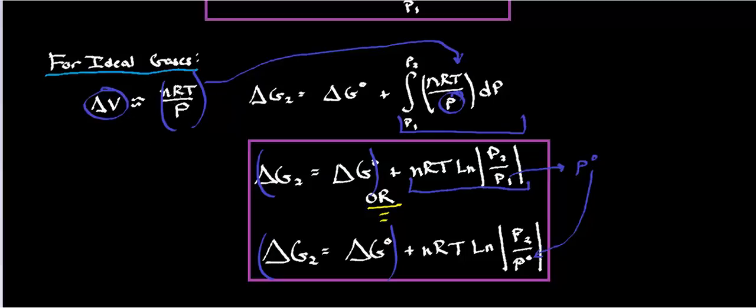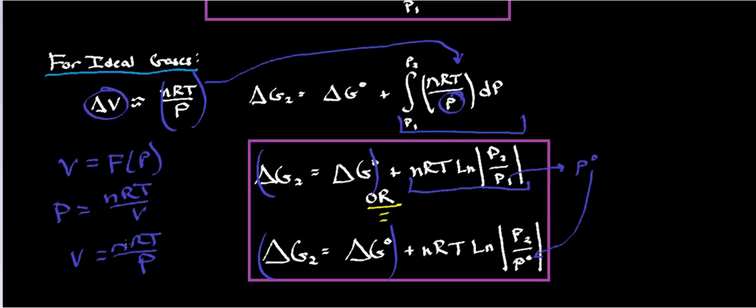Why do I have to use nRT over P as a substitute for V or delta V? The reason is because for gases in general, not just ideal gases, but van der Waals gases, Redlich-Kwong gases, and so forth, volume is a function of pressure. It's a very strong function of pressure, as we know. I can write the ideal gas equation as nRT over V, and then V is equal to nRT over P. So if I know the number of moles and the temperature, the volume pretty much specifies the pressure and vice versa. So they are functions of each other.